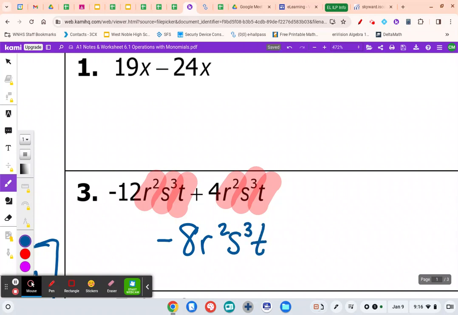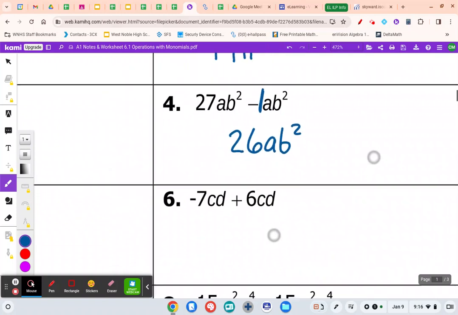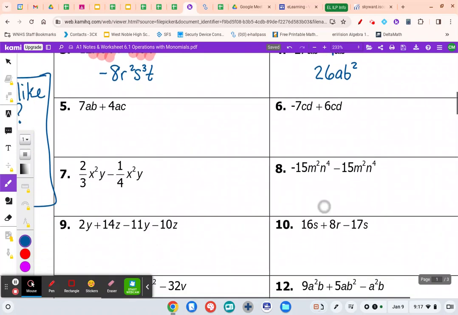Number 4 is only slightly tricky because there's not a 1 here, but then we notice that the variables are the same, a, b squared. So all you do is take 27 minus 1, and you get 26ab squared. All right, I'll leave the rest of those simple-ish ones to you. Just kidding. I want to do one more.